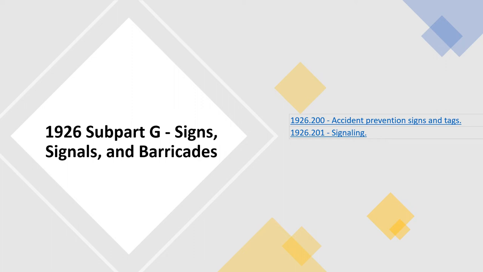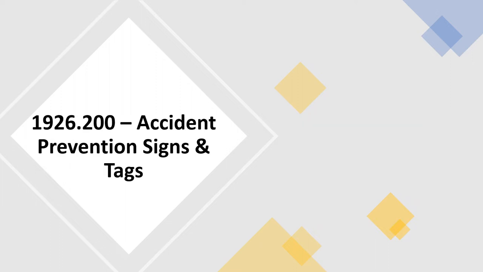OSHA 1926 Subpart G, Signs, Signals, and Barricades. OSHA 1926.200, Accident Prevention Signs and Tags.